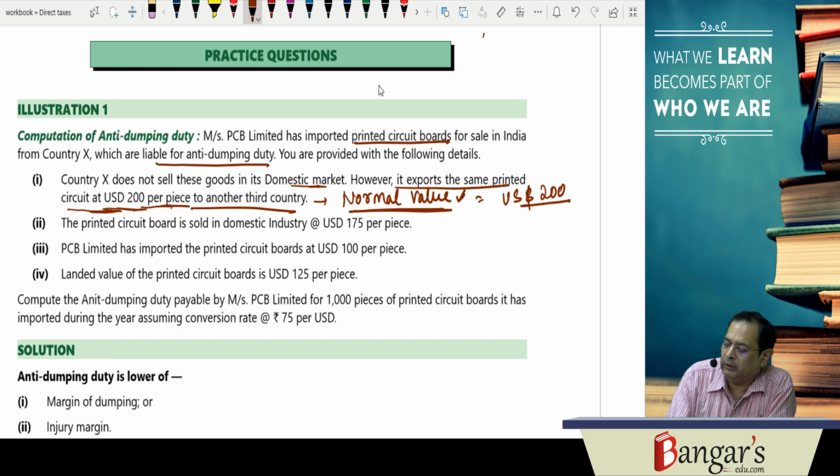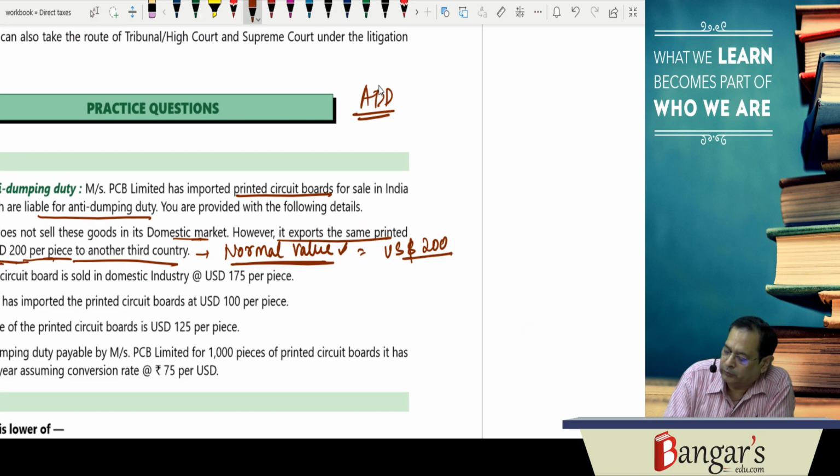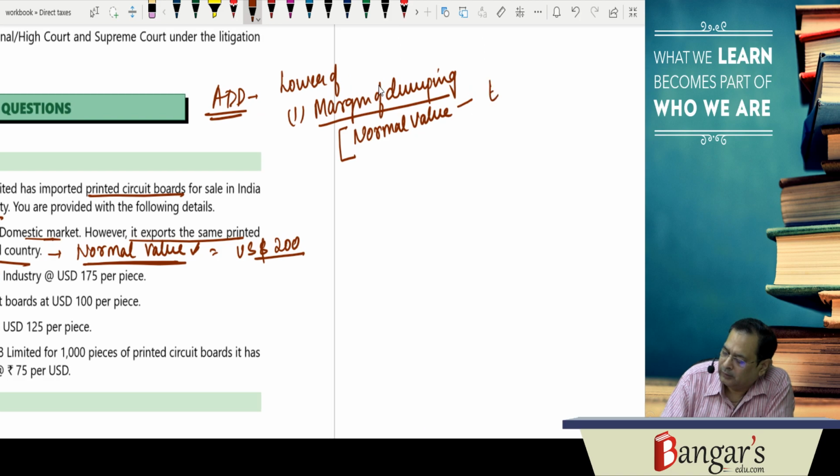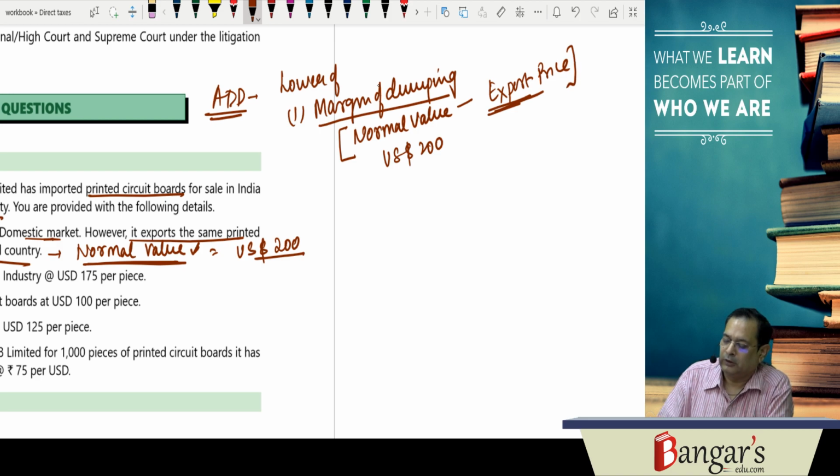Now anti-dumping duty, we levy anti-dumping duty, and as I already told you, the anti-dumping duty is levied which should be the lower of the margin of dumping. What is basically the margin of dumping? The normal value minus the export price. Normal value is the price at which the goods are sold in the exporting country. If they are not sold in the exporting country, then to the appropriate third country. So normal value is here $200. Export price is the price at which the goods are sold in India.